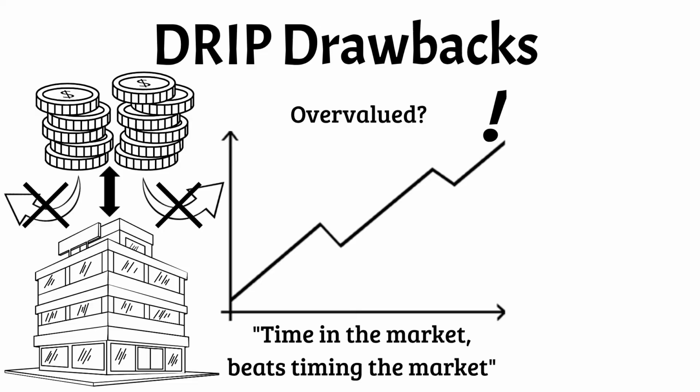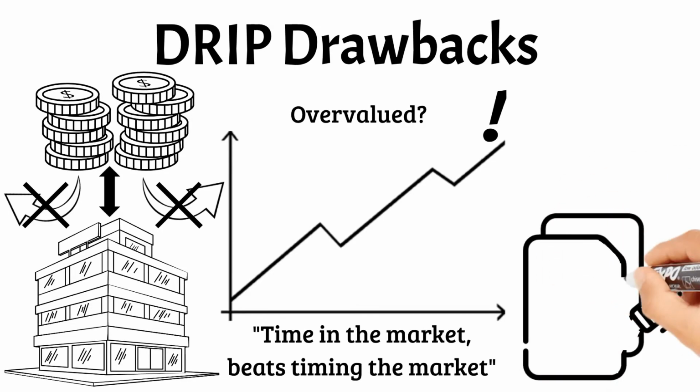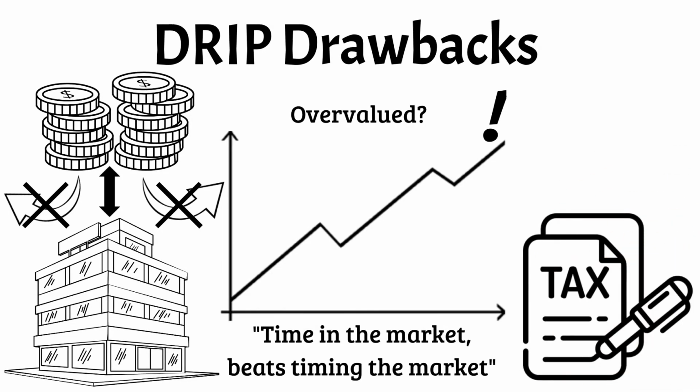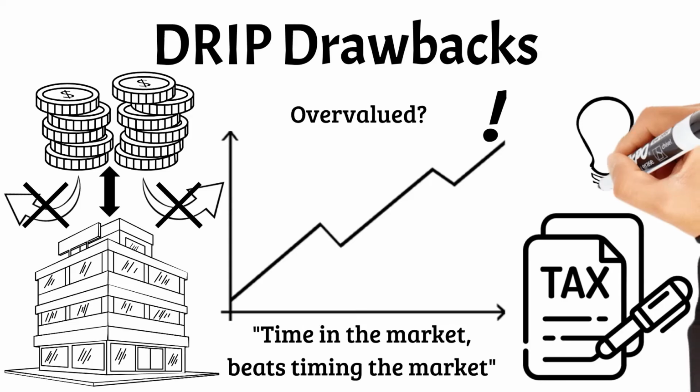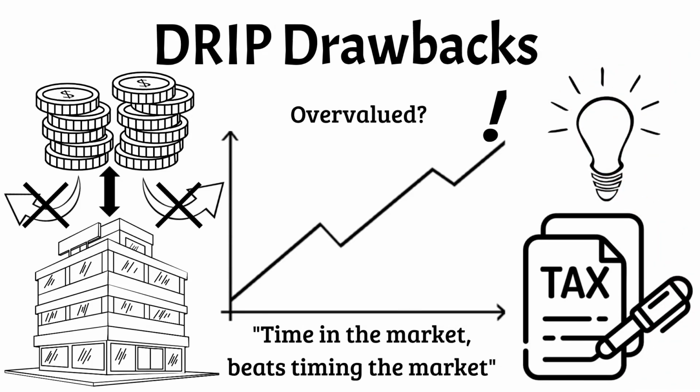Finally, taxes still apply on DRIPs. Even though you don't see the money, since it is automatically reinvested, you still owe taxes on this money. Regardless of how you use your dividends, they are always going to be taxed, so make sure to understand the tax implications for your specific region and tax situation.